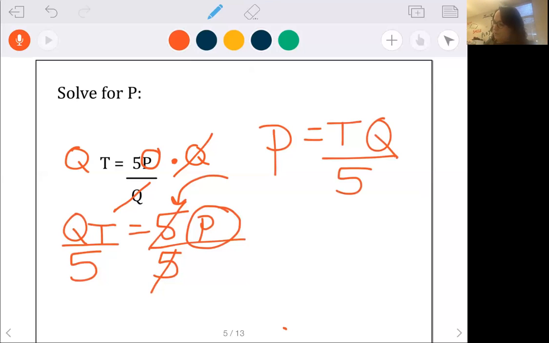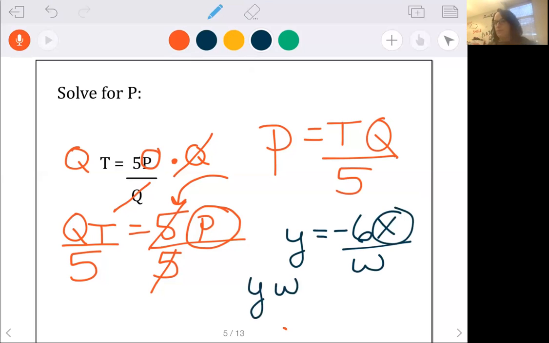Let's try another one of those. Let's suppose that y equaled negative 6x over w. And I said solve it for x. All right, now watch. You're going to multiply by w. Sometimes kids will just grab and work on the left, and I say that's great. If you multiply by w, this will go.